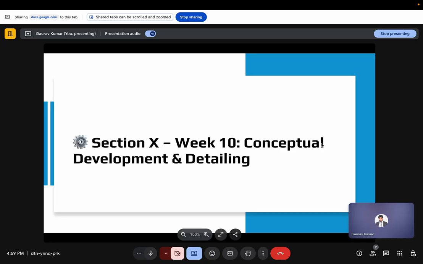So coming to week 10, that is conceptual design and detailing. Okay, so here what we will learn: we will see concept refinement, concept combination and improvement, ensuring robust design, and design documentation. So these are the things we will see quickly. So coming to the slide.